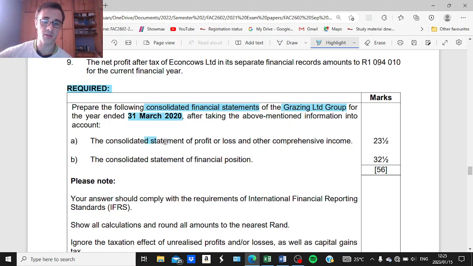The consolidated statement of profit or loss and other comprehensive income, which is the most popular statement that they ask in FAC2602. So please ensure that you are able to draft this statement in full, especially the bottom section, that being the total comprehensive income attributable to owners of the parent as well as non-controlling interests. And then the second part of this question requires us to draft the consolidated statement of financial position also in full. So for this question, we do not need to draft the consolidated statement of changes in equity.